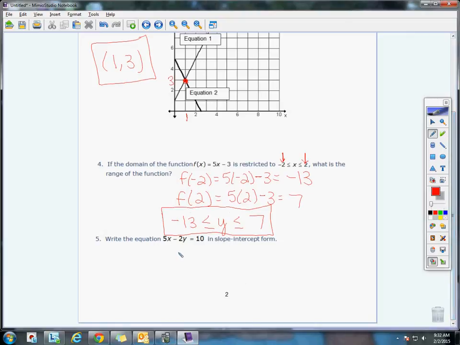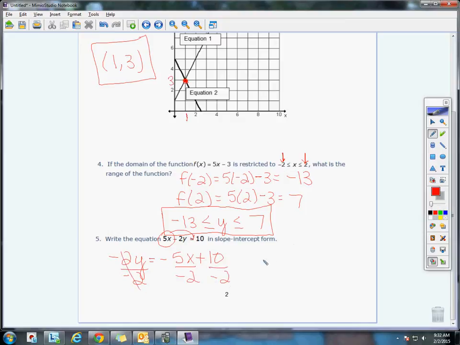Alright, number 5 says write the equation 5x minus 2y is equal to 10 in slope-intercept form. So we have x and y on the same side. All you have to do is your exciting move. If that's a +5x, it's going to become negative. I have a -2y left over. So +5x becomes negative plus 10, and then we have to do the great divide. So we're going to divide everything in here by -2.